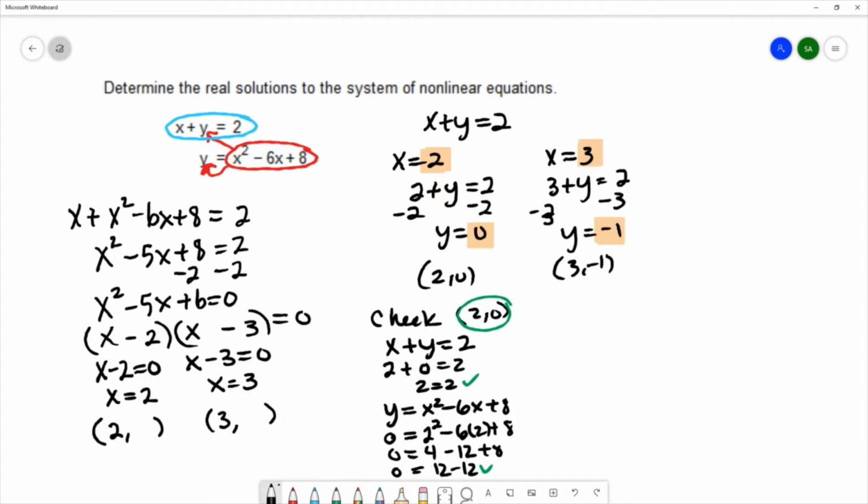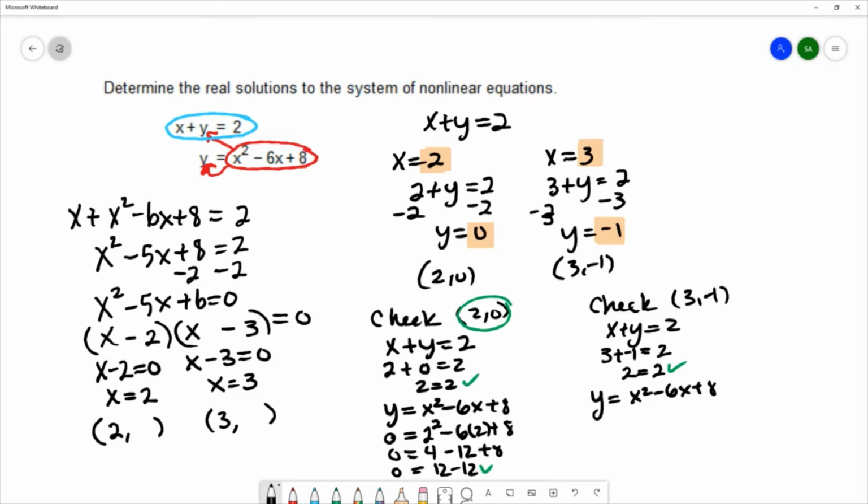And then we can also check the ordered pair 3, -1. In the first equation, x plus y equals 2. That's 3 plus -1 equals 2. 3 plus -1 is 2, so that's true. And we'll try the other equation, y equals x squared minus 6x plus 8.